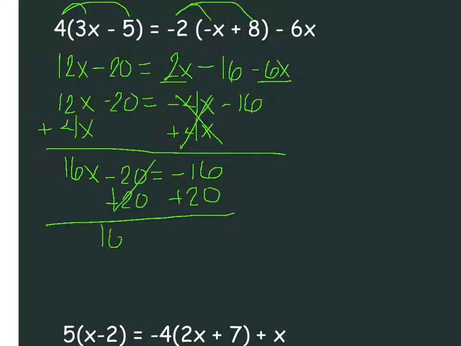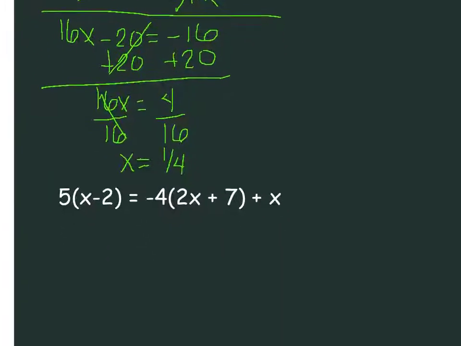We've got 16x equals 4. And then divide by 16 on both sides. The 16s cancel out, x equals, and then we can reduce 4 over 16 to 1/4. If you want to give me a decimal, you can give me a decimal. I don't know why you'd bother because it's more work for you, but go ahead and do that. And then one last problem here, I think.